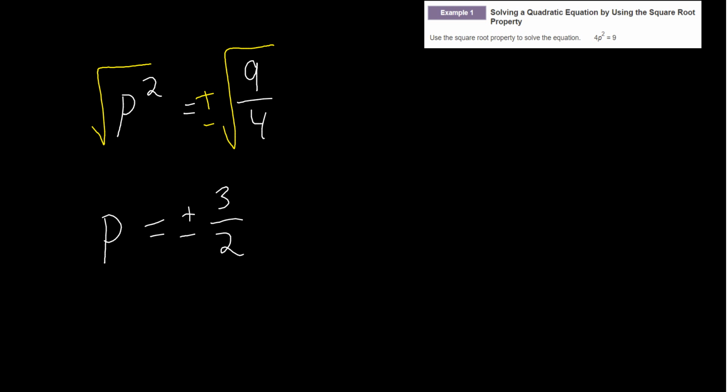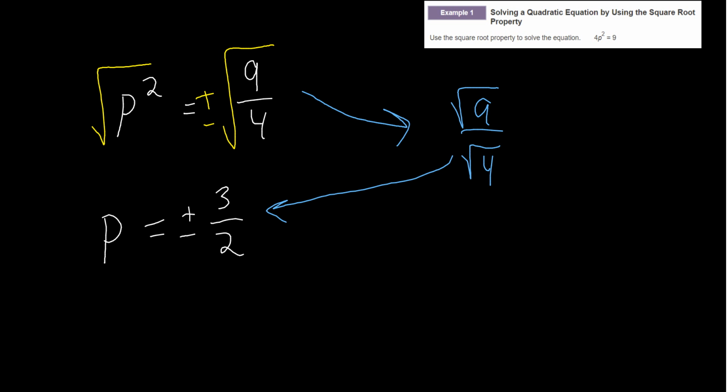Okay, and real quickly, this we know can turn into the square root of 9 over the square root of 4. Okay, and that's how I end up getting this. The square root of 9 is 3, the square root of 4 is 2. And I'm just going to go ahead and keep the arrows there.